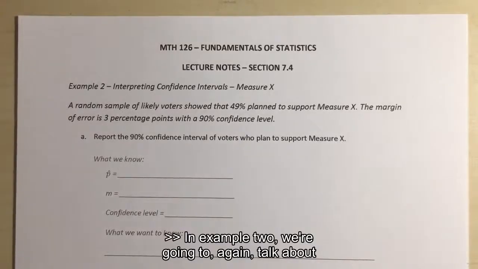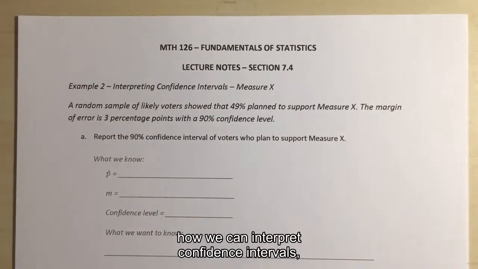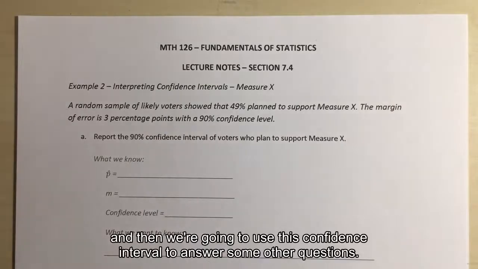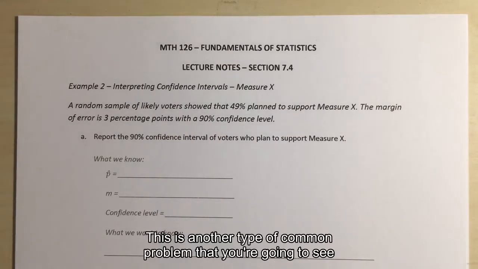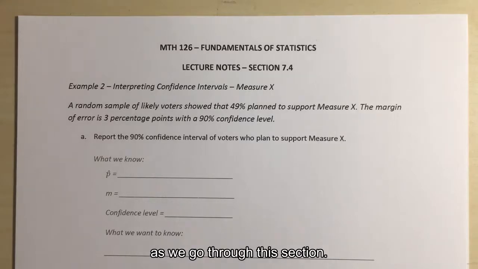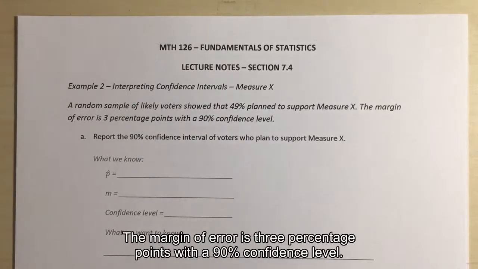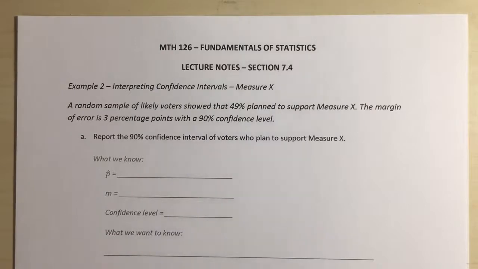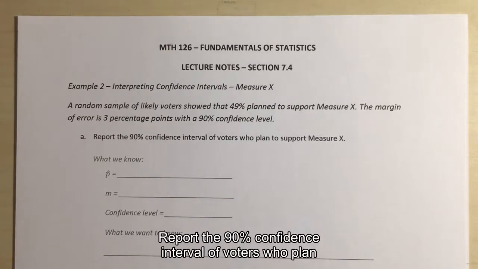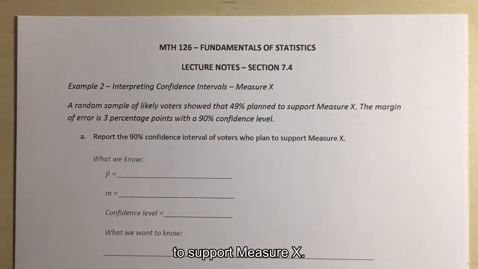All right, so in example 2, we're going to again talk about how we can interpret confidence intervals, and then we're going to use this confidence interval to answer some other questions. So this is another type of common problem that you're going to see as we go through this section. A random sample of likely voters showed that 49% plan to support Measure X. The margin of error is 3 percentage points with a 90% confidence level. Report the 90% confidence interval of voters who plan to support Measure X.